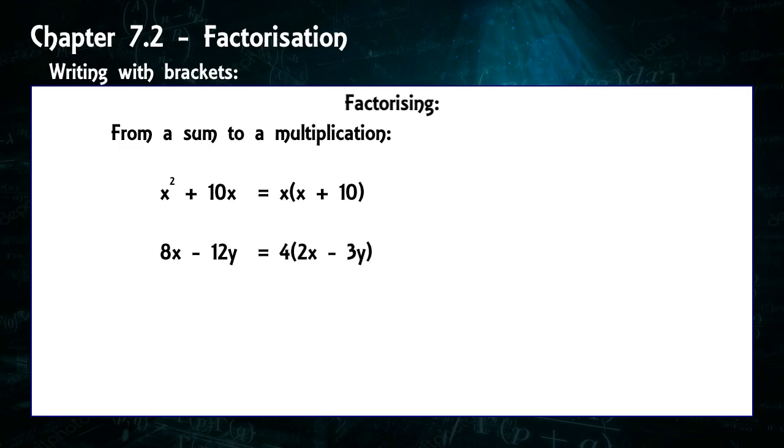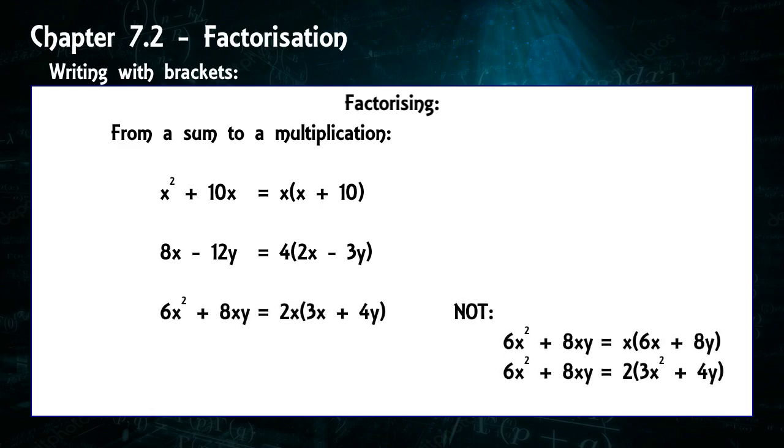One more. Let's factorise 6x squared plus 8xy. As you can see, both terms contain an x, so we will put that one before the brackets. But both terms can also be divided by 2. This means we place 2x before the brackets. The remainder, 3x plus 4y, will be placed inside the brackets.